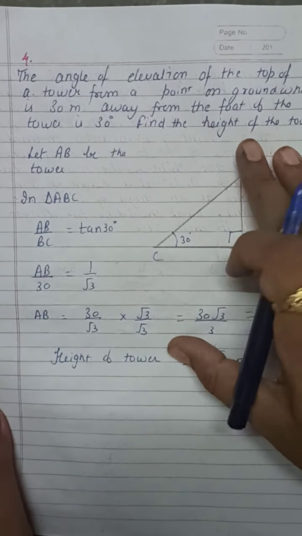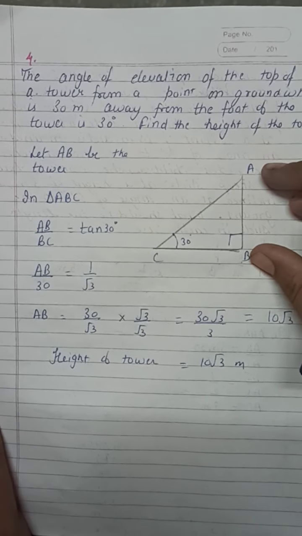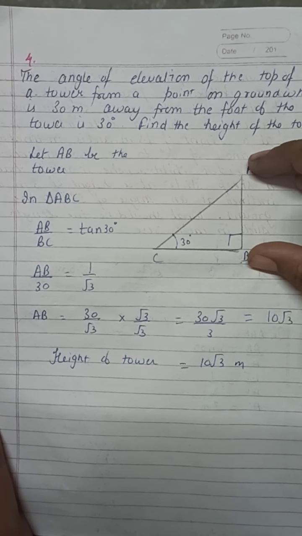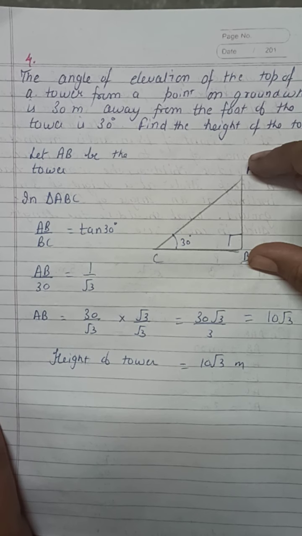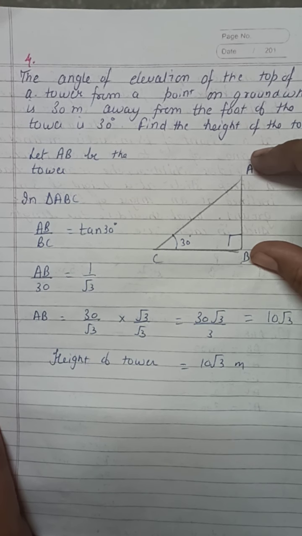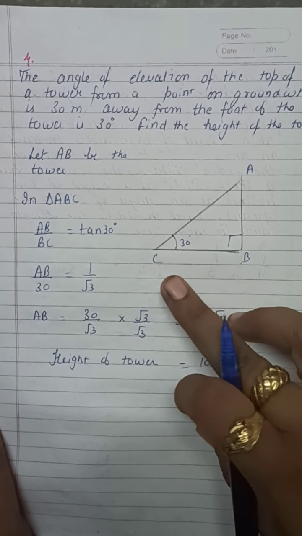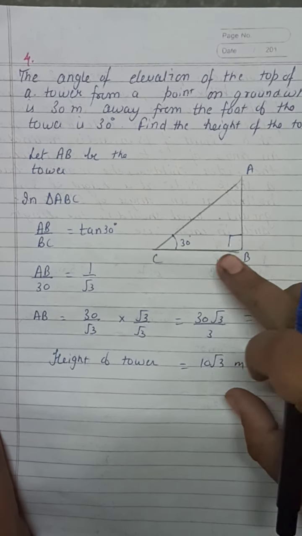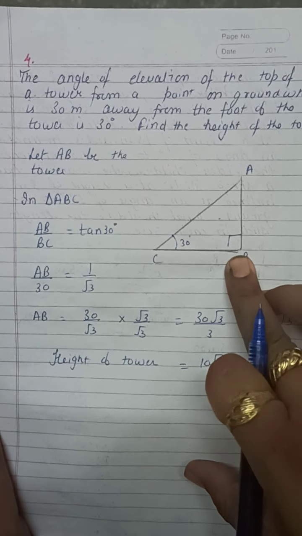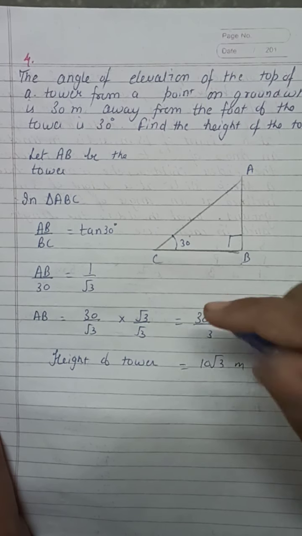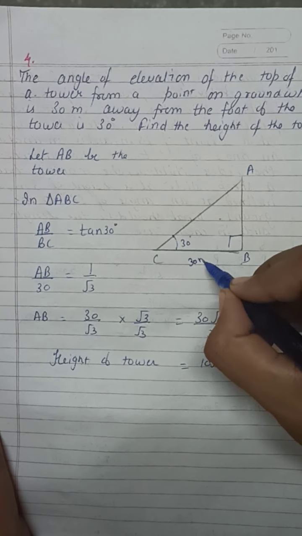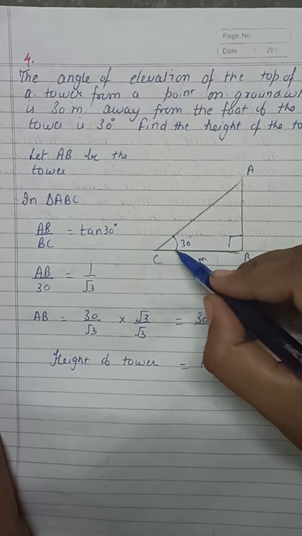Find the height of the tower. So what is given in this question? This is the tower. AB is a tower and we have to calculate the value of AB. They are saying BC means the foot of the tower. B is the foot of the tower and a point on the ground that is 30 meter away, means this distance BC is given as 30 meter and the angle of elevation is given as 30 degree.